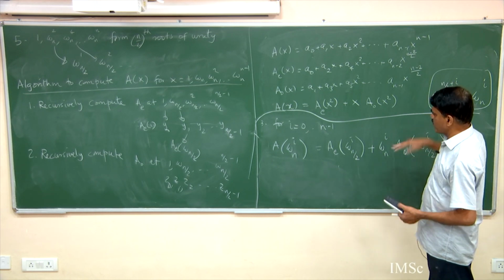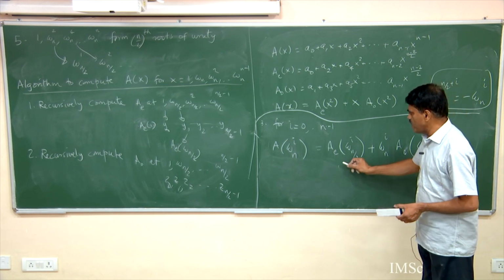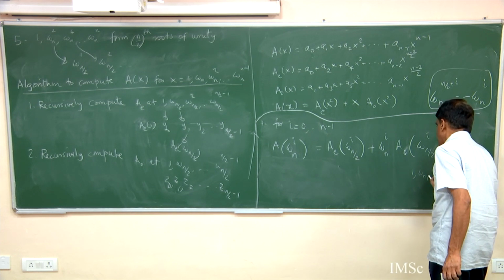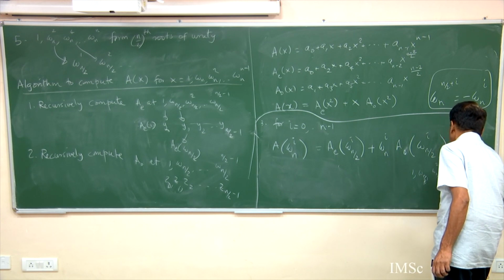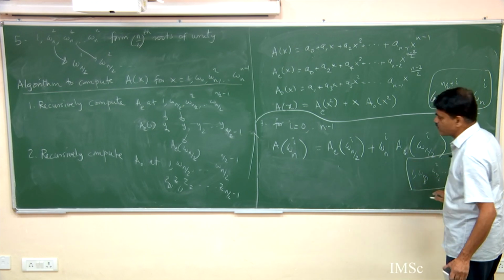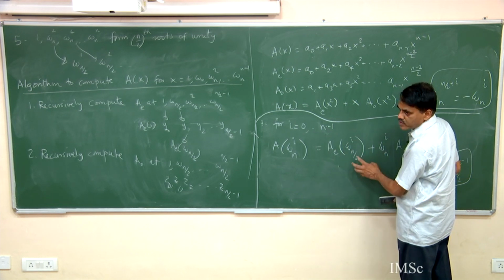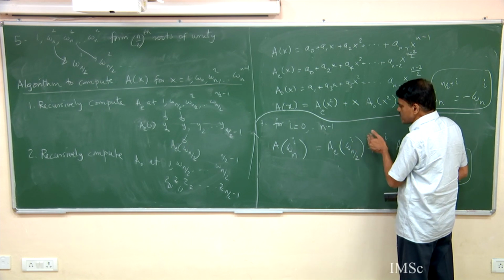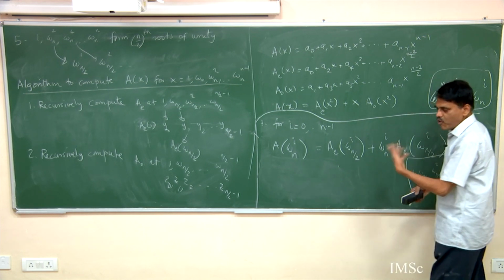Okay, now why was I having this confusion? Remember you were evaluating A_e at 1, ω_{n/2}, ω_{n/2}² up to ω_{n/2}^{n/2-1}, right? Because you are evaluating only at n/2 points, but here I am going beyond n/2 also. So where do I get the value ω_{n/2} to the power n/2 plus something? Well, these are computed modulo.